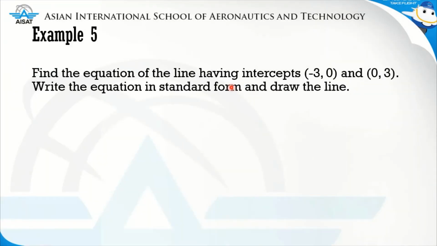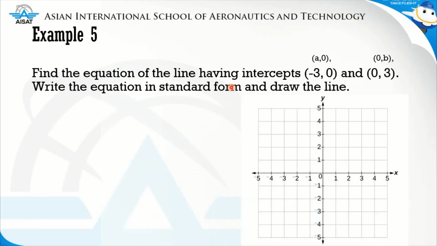Now let's try to find the equation of the line having the intercepts (-3, 0) and (0, 3). Write the equation in standard form and draw the line. So first we have to plot these points, (-3, 0), which is the x-intercept, and (0, 3), the y-intercept. So we have here our Cartesian plane. This is (-3, 0), and this is our (0, 3). Now in order to draw the line, we just have to connect these two points.